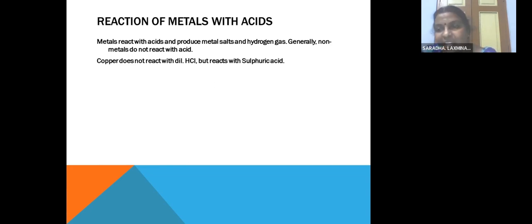One point which a child should remember here, very often asked as an MCQ, is that copper does not react with dilute hydrochloric acid. Even though copper is a metal and hydrochloric acid is an acid, copper does not react with dilute hydrochloric acid, but it reacts with dilute sulfuric acid. This is a statement that the child only needs as knowledge, nothing more.